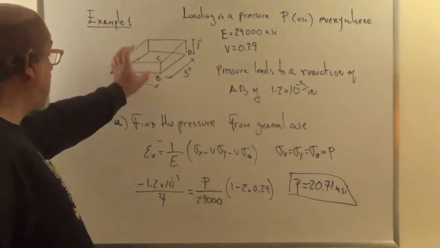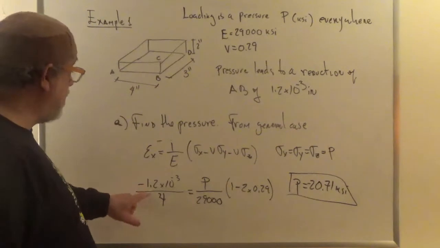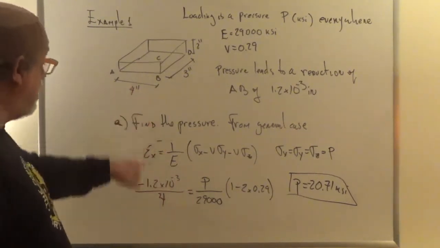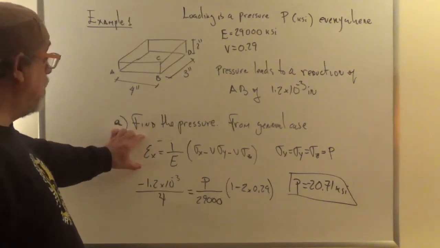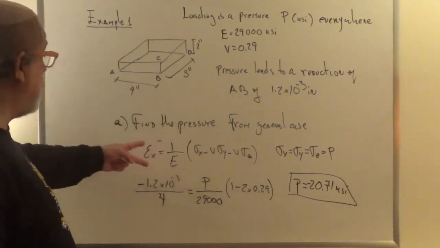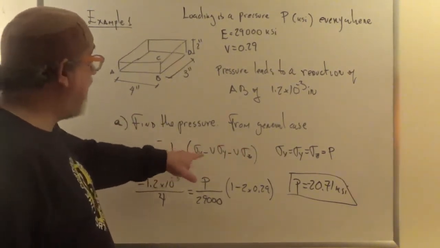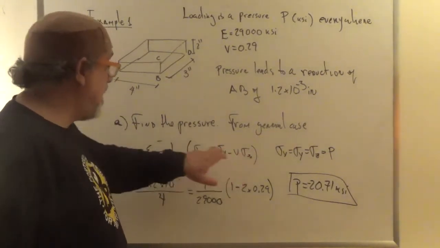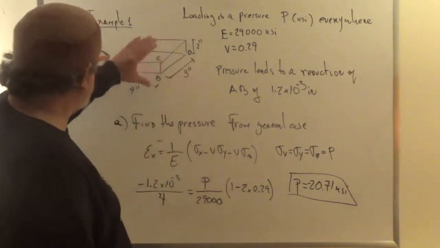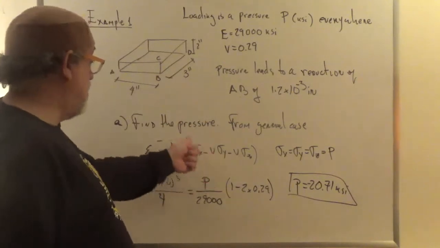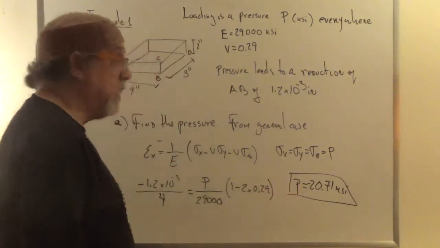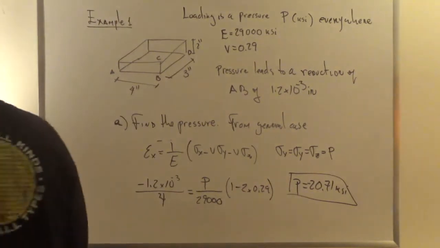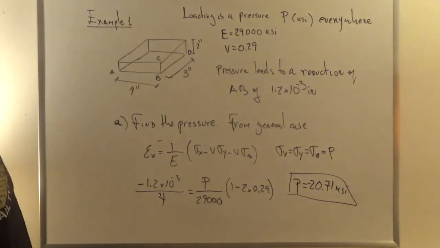So the strain in the x direction is just minus 1.2 times 10 to the minus 3 divided by the original length. So you know the strain, you go to your general formula, that strain is equal to 1 over E, sigma x minus nu sigma y minus nu sigma z. The pressure is the same in all directions. You take it outside, you get 1 minus 2 nu, you put in the values, you get the P. Right? So that's example 1.